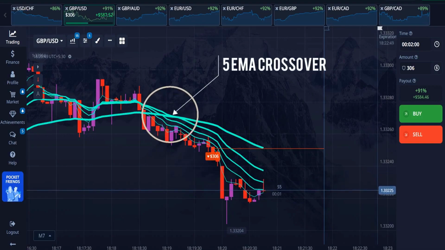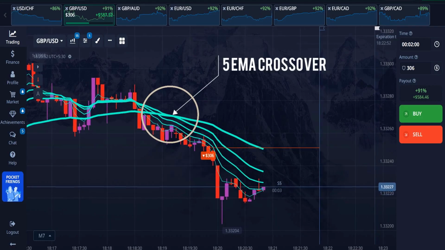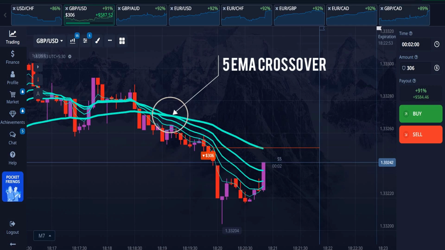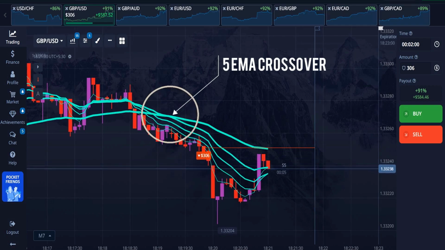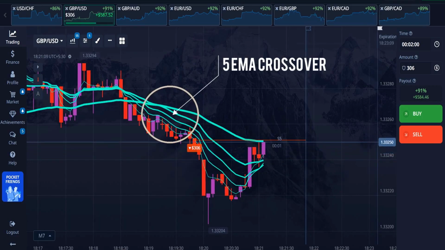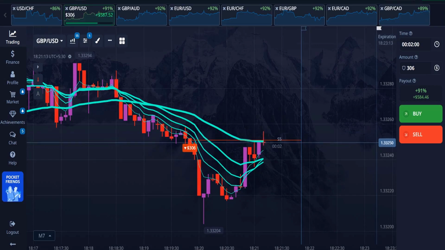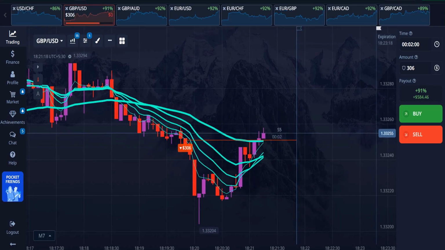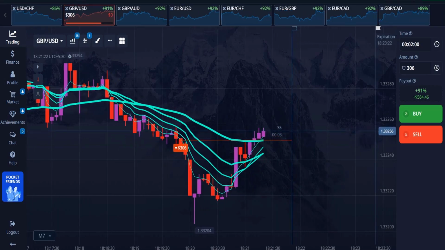Just look at the EMAs. They've all perfectly crossed and aligned from bottom to top: EMA 4, 8, 13, 21, and 50. That's exactly what we want to see for a downtrend setup. The price just broke below all the EMAs, and strong red candles are forming. So I placed a 2-minute sell trade right here.